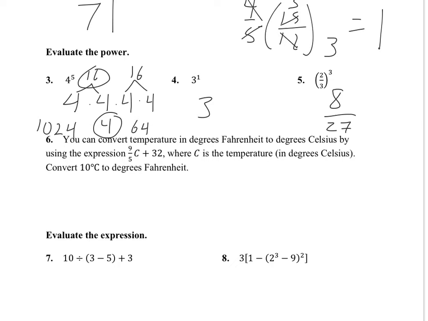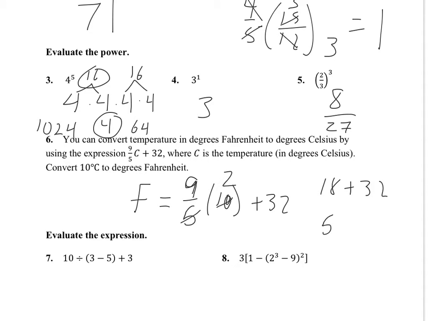Alright, convert into Celsius by using this. So let's see, we want to convert 10 degrees Celsius to Fahrenheit. Well, let's just say F for Fahrenheit is equal to 9/5 times C. Well, C is 10, so let's just plug in 10, plus 32. That makes that a 2. And then 2 times 9 is 18, plus 32 is 50 degrees Fahrenheit.